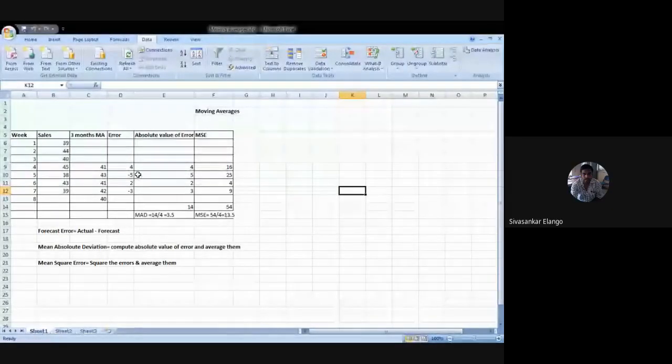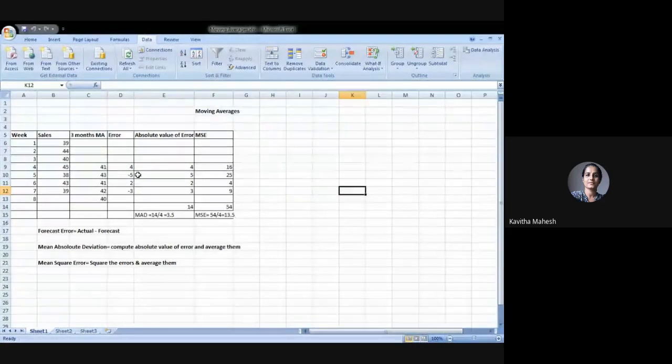Right. Can you see the screen? Yes sir, we are able to see the Excel sheet.